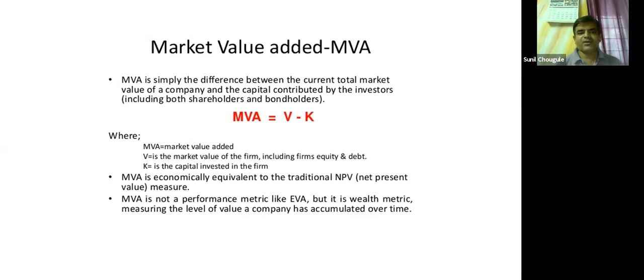Now MVA is equal to V minus K. MVA is market value added. V is the market value of the firm, including the firm's equity and debt, and K is the capital invested in the firm. So MVA is economically equivalent to the traditional NPV, net present value. MVA is not a performance metric like EVA, but it is a wealth metric measuring the level of value a company has accumulated over time. The total value of a company in monetary terms, from its establishment till date, is calculated as market value added.